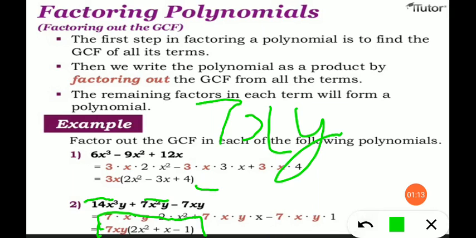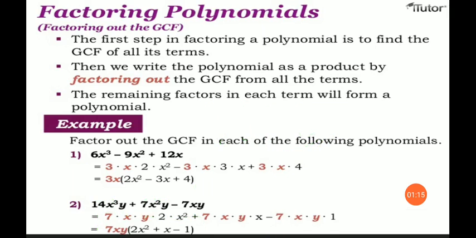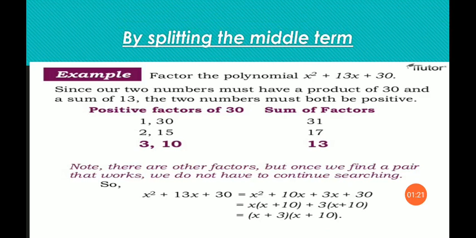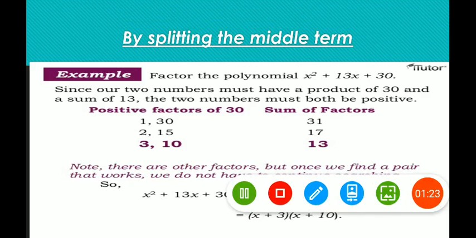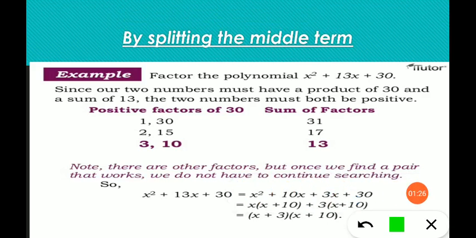Now we will move to the next method of factorizing the polynomial, which is by splitting the middle term. So already we know that splitting the middle term means we have to split the center term when we arrange the polynomial in descending order of power of the variable. So here we are given the polynomial x square plus 13x plus 30.